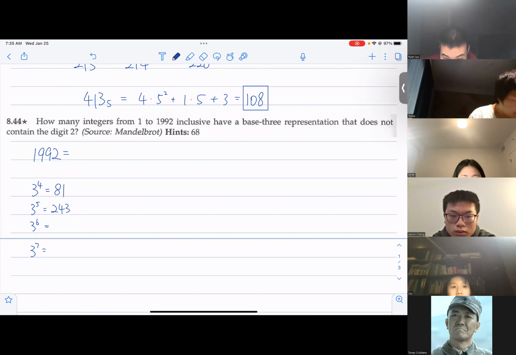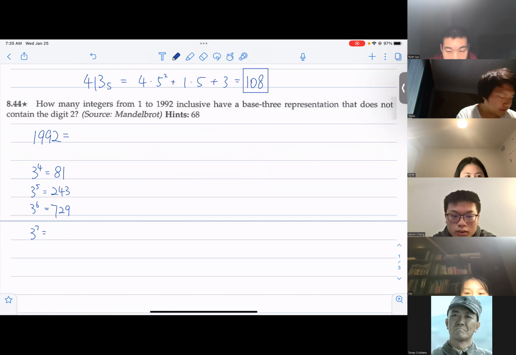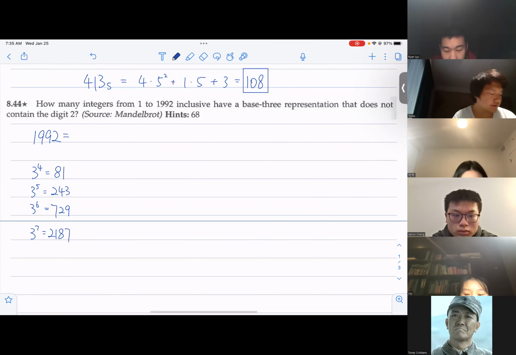So 3 to the 6th times another 3. So we have 9, 2, 7 to 9, right? So we need to times by another 3. Do we need to? We don't need to because it would be 22,000 something. If we times by another 3, 3 times 7 is 21, so we have 21 something. Actually, we have 2187, right? So that's more than 1992. So note this, just 3 to the power of 6.